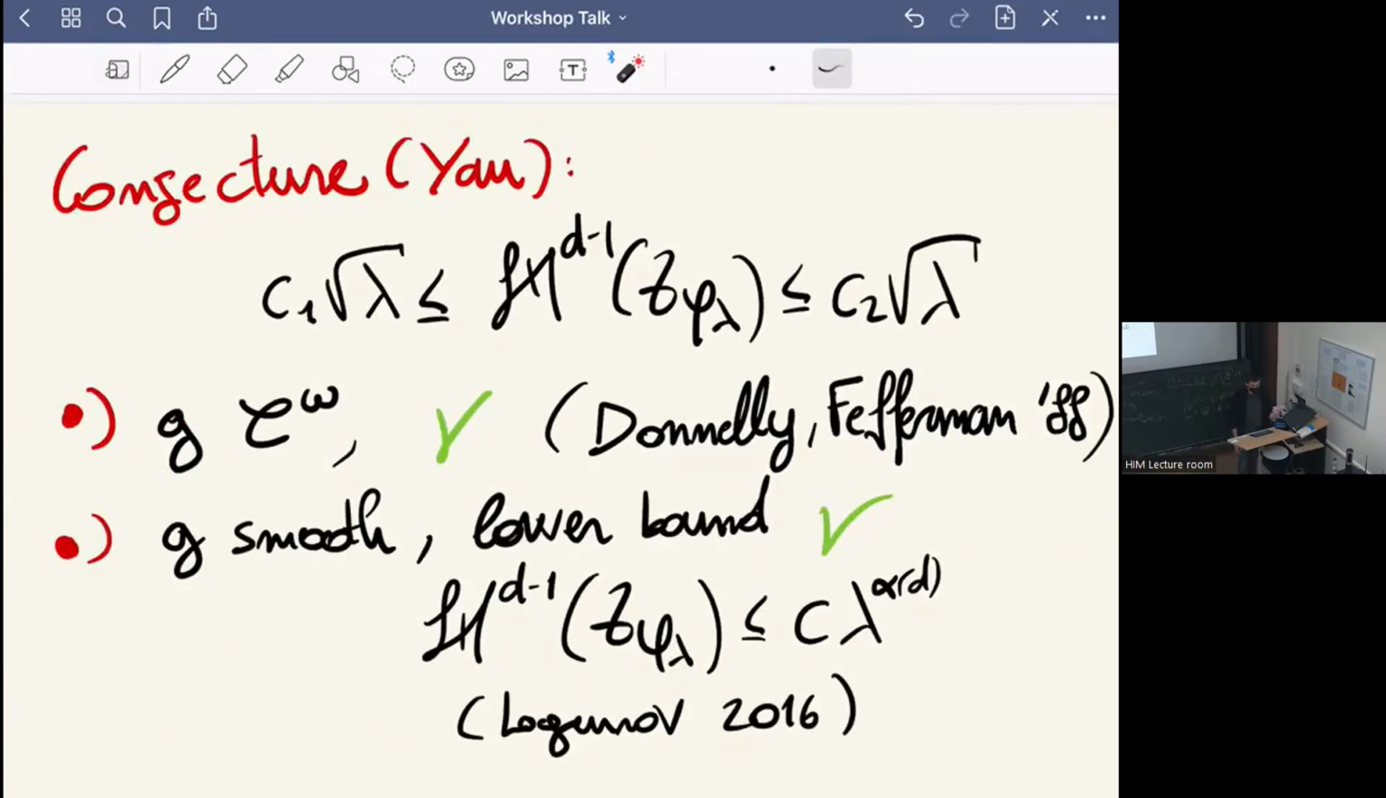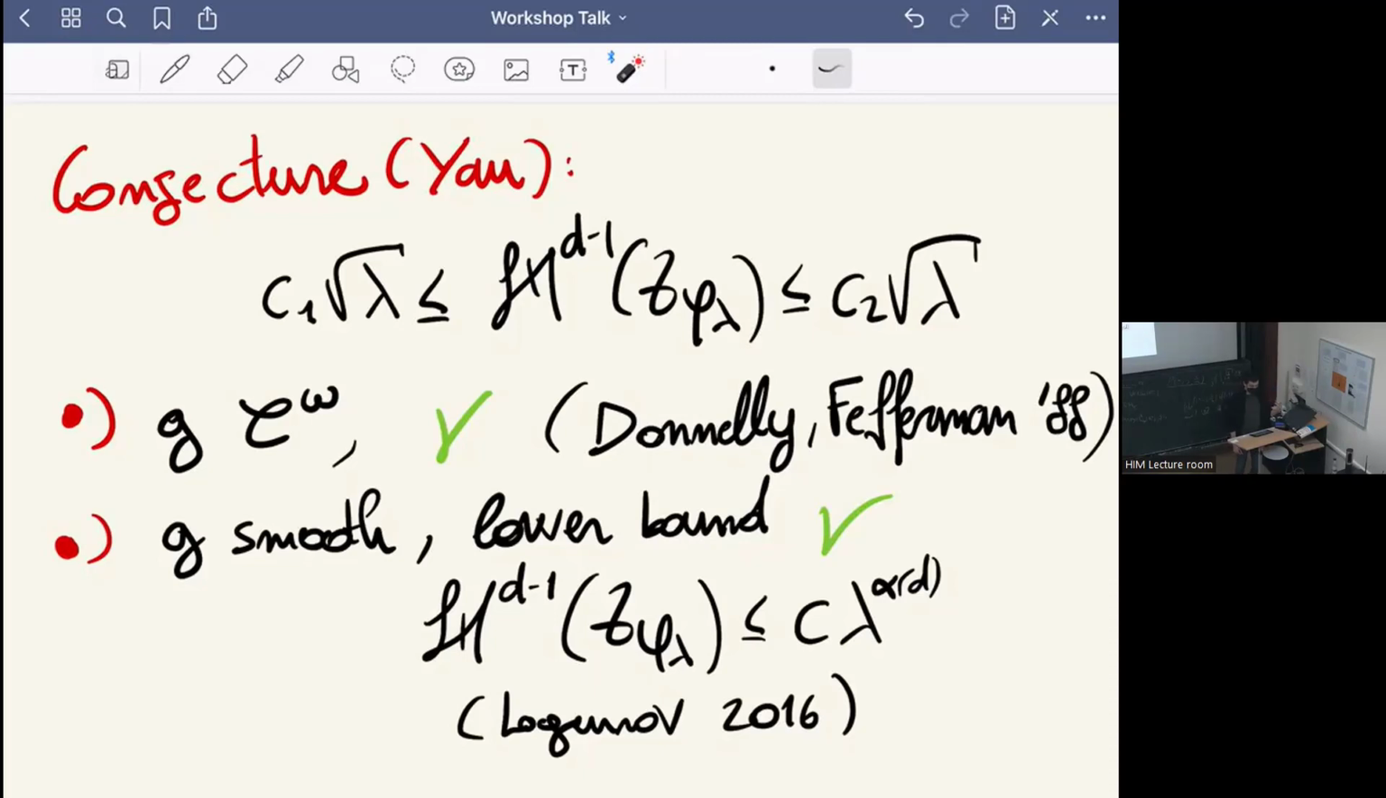The conjecture was formulated by Yau in the late 80s, and close to the formulation of the conjecture, Donnelly and Fefferman, in a very influential paper in 88, proved it for a real analytic metric G. So under very high regularity, real analyticity of the metric, the conjecture is true.